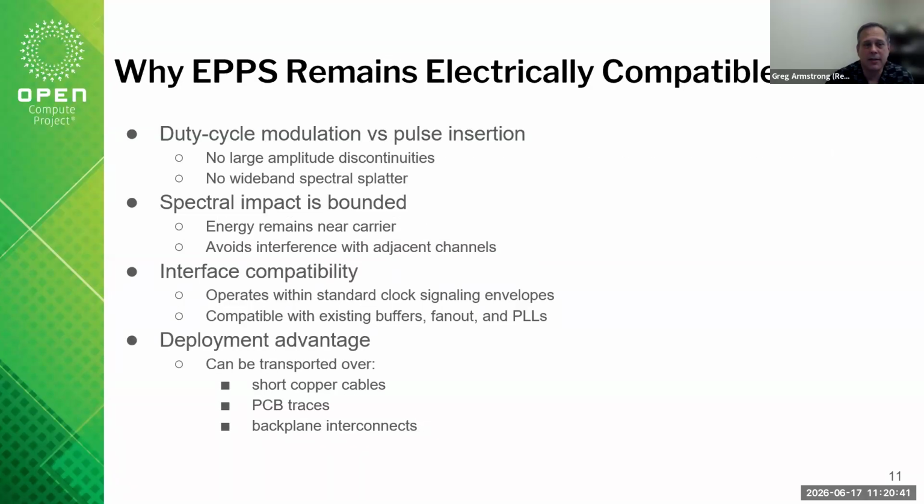So I highlighted a lot of this already, right? Why does it remain electrically compatible? Well, like I said, when you do duty cycle modulation, you're not creating any sort of discontinuities in the amplitude, right? The amplitude of that signal doesn't change. If it was a CMOS signal at 3.3 volts, it's still going to go up to 3.3 volts as part of the high duty cycle. And then when it goes low, it's going to go down to the zero duty cycle. It's not going to change.